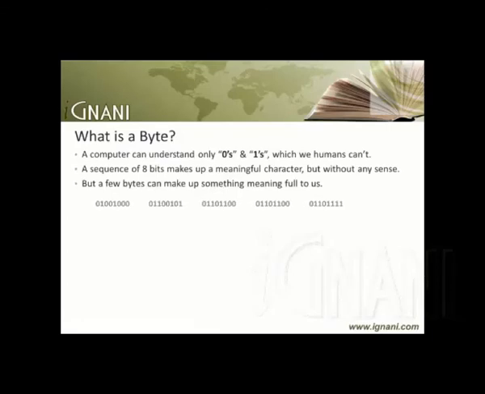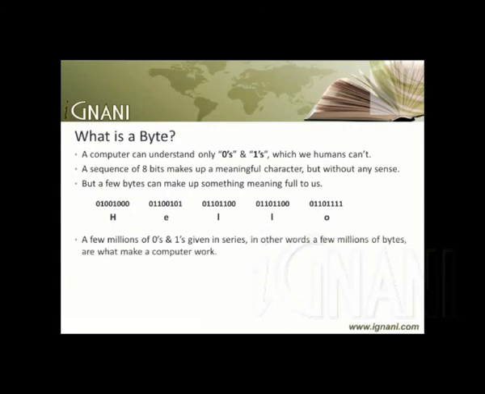Now, if we replace the first byte with its corresponding ASCII character, we get uppercase H. Though we can understand or read this alphabet, it doesn't make any sense on its own. If we now replace the remaining bytes with its corresponding ASCII characters, we get the alphabets H, E, L, L, O, and when we read them together, we get the word hello. Now this becomes a meaningful word.